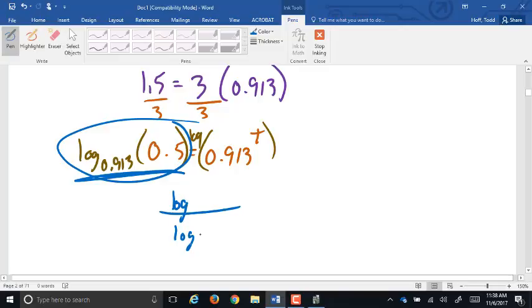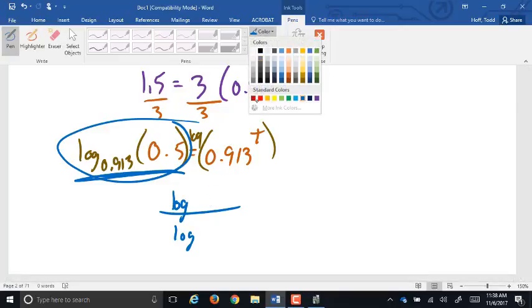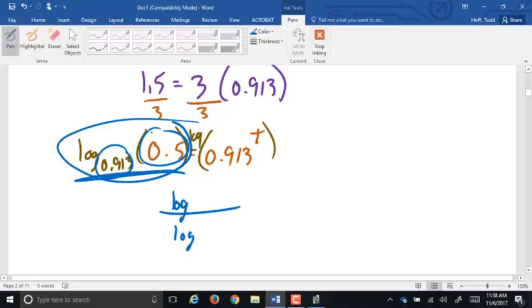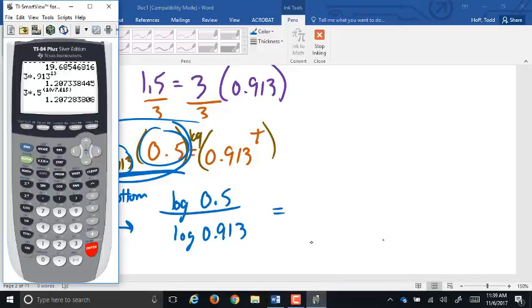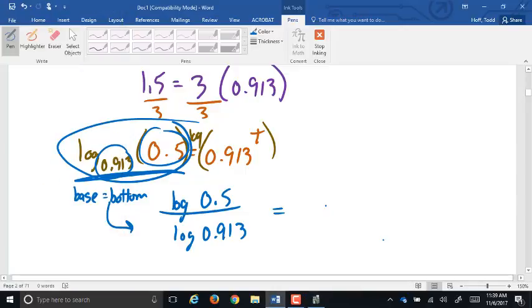Remember, there's going to be two logs in this. Sam, do you remember which log goes on top? Which number goes on top? We've got these two numbers. Which one goes on top? Remember the base? Think base and bottom. 0.913. So what goes on top is going to be the 0.5. And if we did that, log 0.5 divided by log 0.913, we got that 7.615.